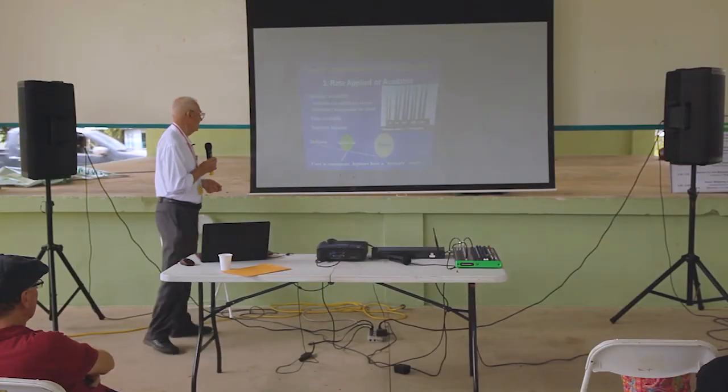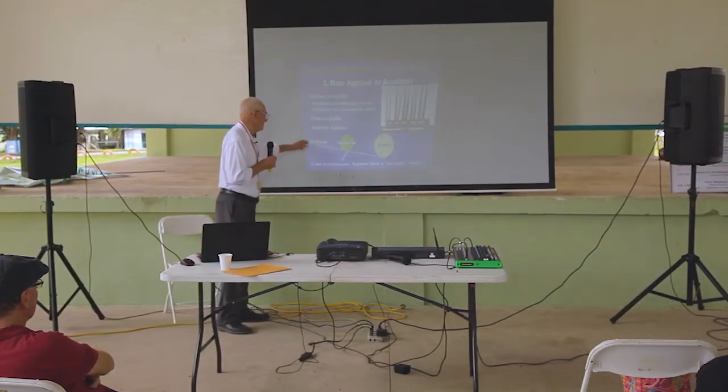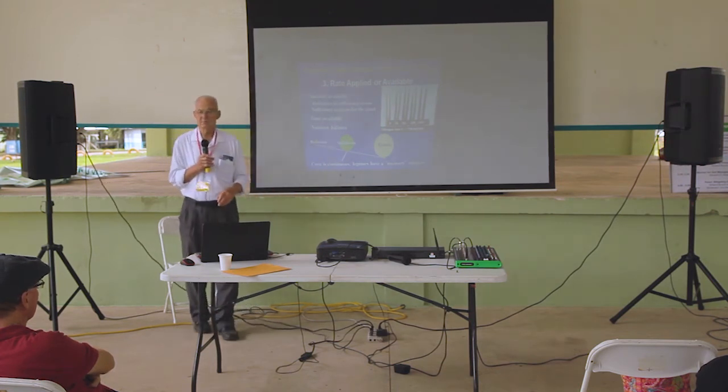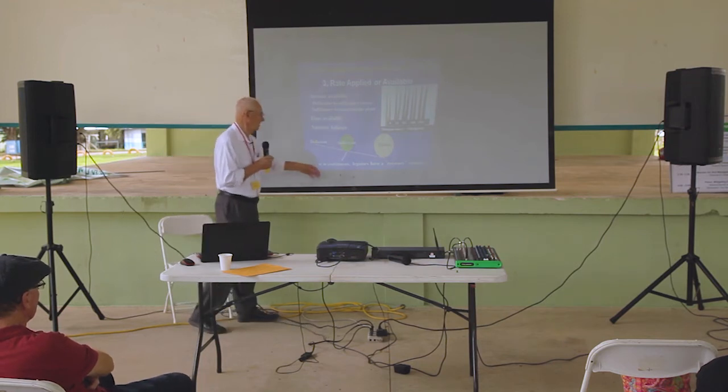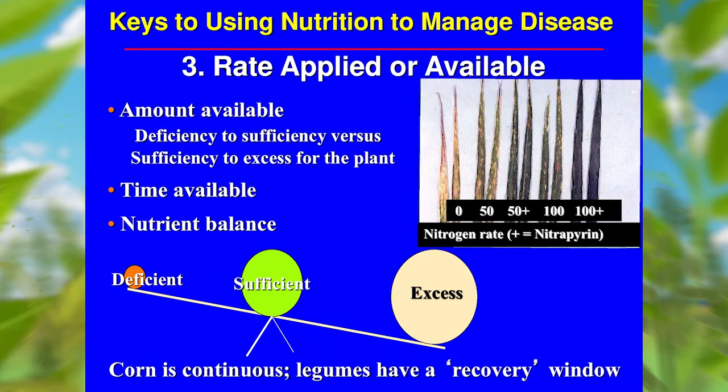So we usually see the greatest response when we go from deficient to sufficient for the plant to be fully functional. When we see a reduced disease or an increased disease with an excess amount of a particular nutrient, it's because we have an antagonistic or a synergistic effect with other nutrients, from the particular nutrient in addition to the particular nutrient that we're applying.